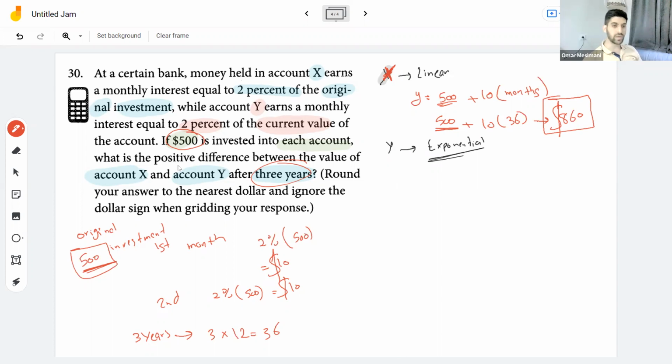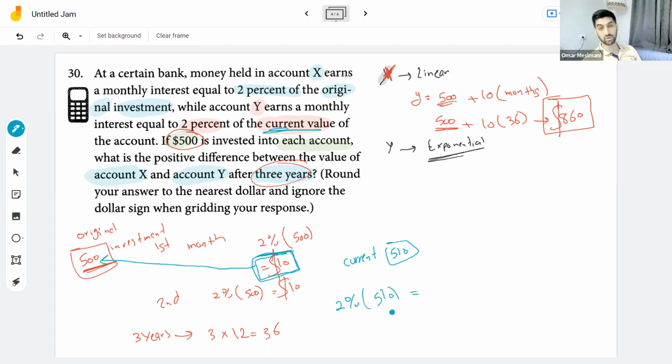For account Y, he's saying I'm going to take 2% of the current value. This is different. It means that in the first month we earn $10. I will take this $10 and add it to the 500, so the current value is 510. In the second month, I'm not going to take 2% of the 500. I'm going to take 2% of the 510, which is not going to be the same. That's why we said Y is exponential.